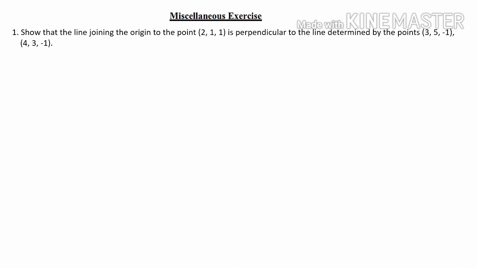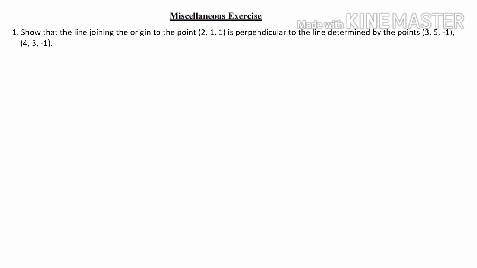Here we have to show the line joining the origin and the point. So line joining origin, in the sense the coordinates of origin 0, 0, 0 and the point is 2, 1, 1. So one end point is 0, 0, 0, another end point is 2, 1, 1. That is one line. That line is perpendicular to the line determined by the points. These are the points. One end point is here, another end point is this one.